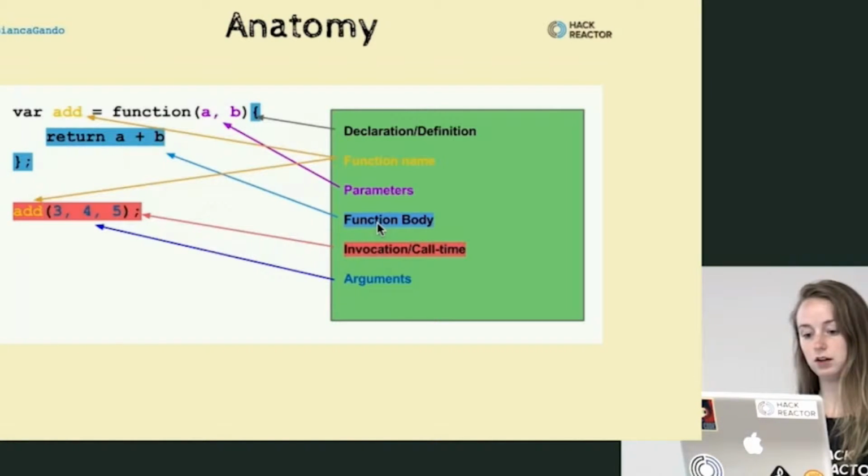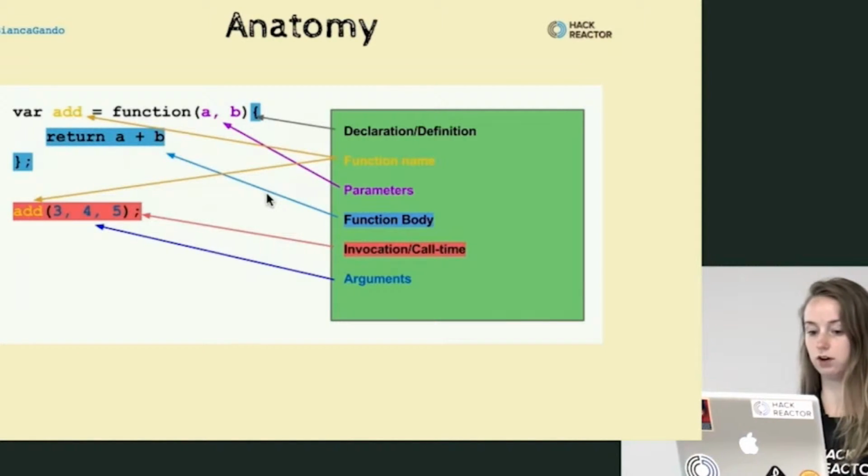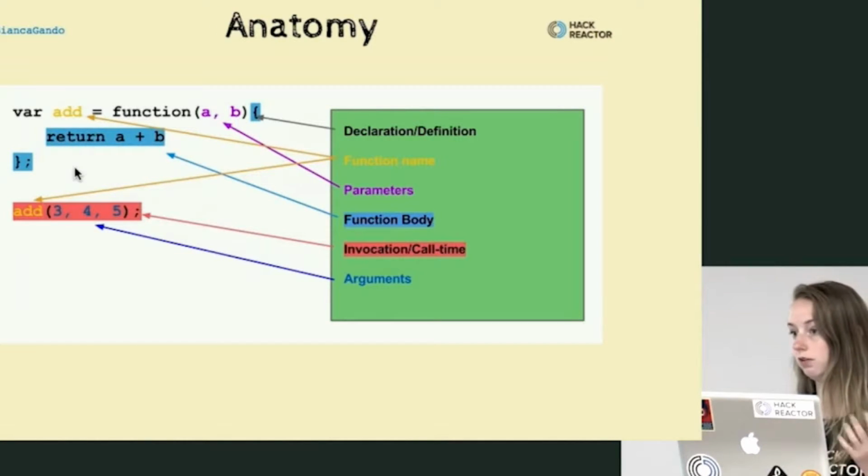And then the other important thing is the function body. The function body is never run until we call the function. The function body is in between these two brackets here, and that code, return a plus b, is never run until down here.